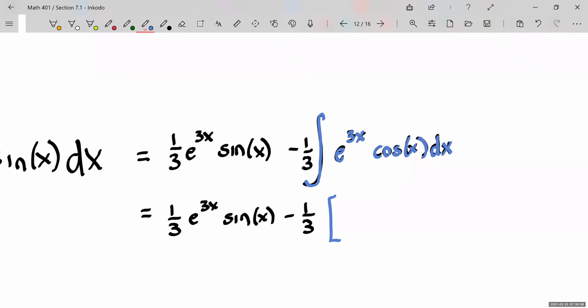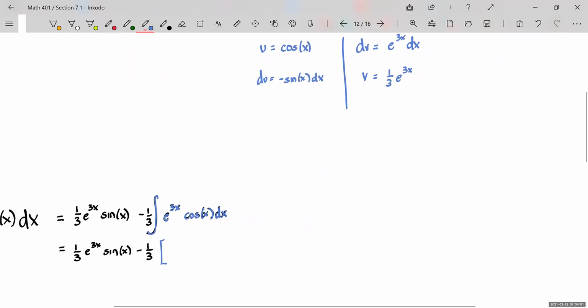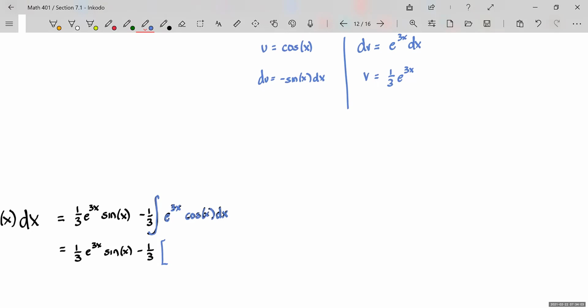There we go. So let's go ahead and take a look at that integral. We're going to take u times v, which will be 1/3 e to the 3x cosine of x minus the integral of v du. And in this case, that'll be minus 1/3 e to the 3x sine of x dx. So it basically will become a plus. Again, 1/3 can be moved out front, and we have e to the 3x sine of x dx.